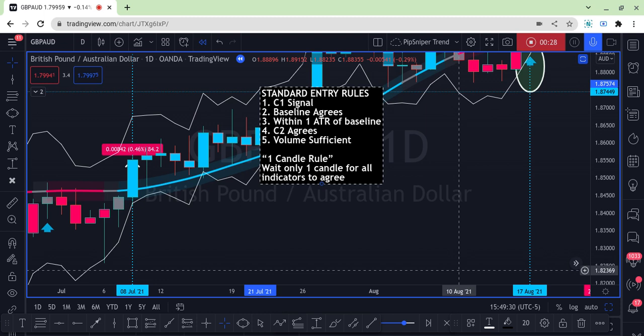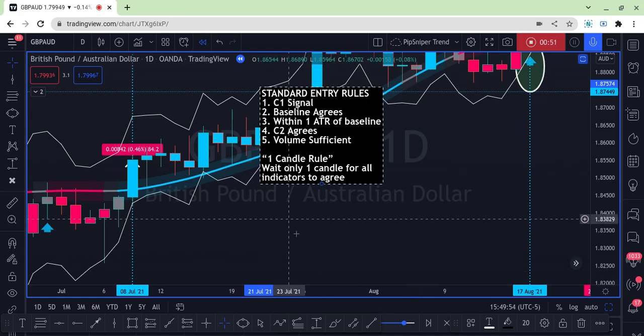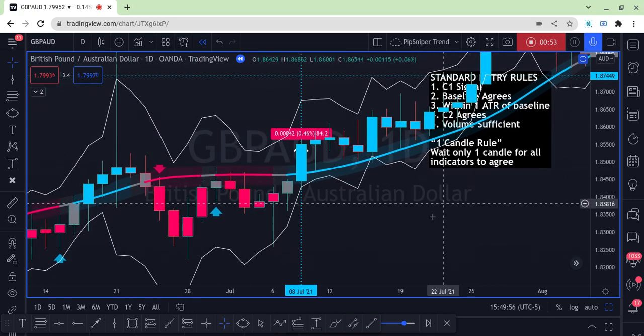All right. So in this video, I'm going to talk about C2, making sure that that is in agreement with this standard entry rule. Also with the baseline cross as well, you need to make sure C1 is in agreement with everything else. So after you check the C1 signal is correct, that the baseline agrees that it's within one ATR of the baseline, now you need to make sure that C2 agrees, or C2 stands for secondary confirmation or confirmation number 2. So let's look at that, for instance.